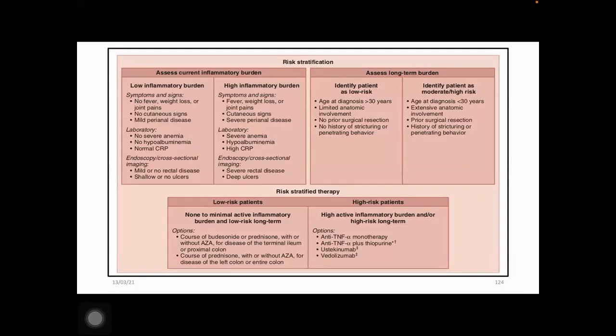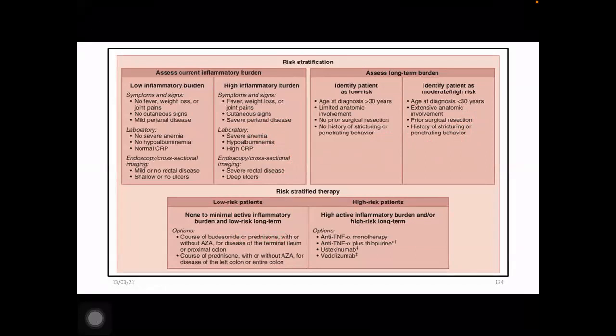This is the management of Crohn's disease. In Crohn's disease, the same thing, you see whether the patient is having a low inflammatory burden or a high inflammatory burden based on his symptoms, laboratory findings, and endoscopy findings, and see whether the patient is having a high risk, that is the age of diagnosis, previously had any stricturing or penetrating behavior. And if the patient is in a low risk category, you can manage with budesonide or prednisone.